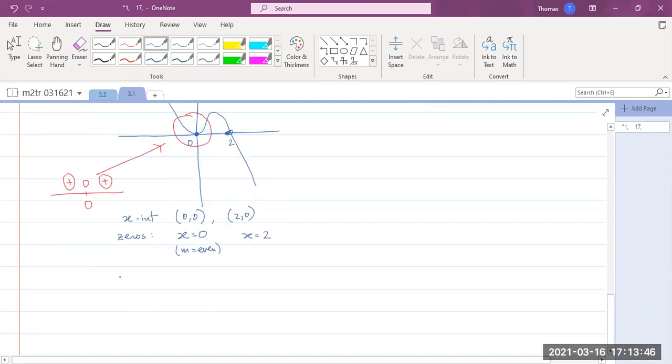So the factors must be x to the even power and x minus 2. So the polynomial f(x) must be a times x to an even power times x minus 2. Okay, and the one that satisfies that pattern is function B.